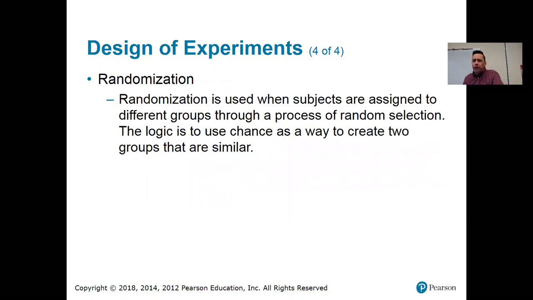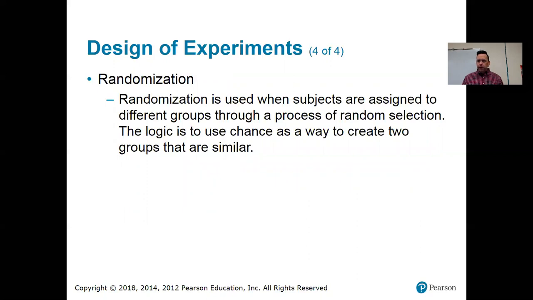Okay, and lastly, you have randomization. Randomization is used when subjects are assigned to different groups through a process of random selection. The logic is to use chance as a way to create two groups that are similar. All right. So those are the 4 different kinds of designs of experiments.